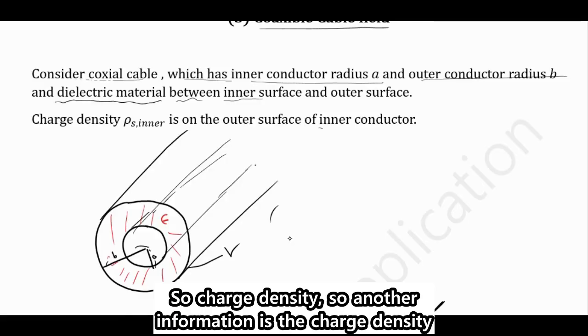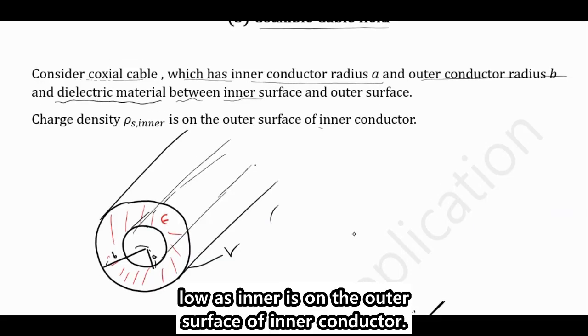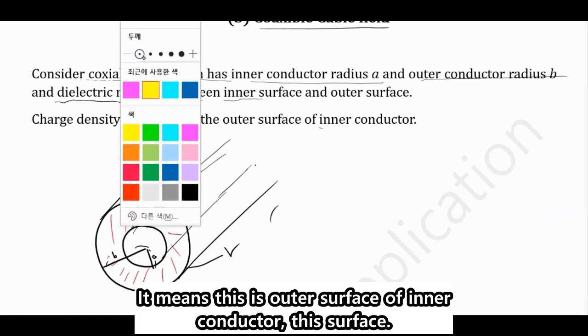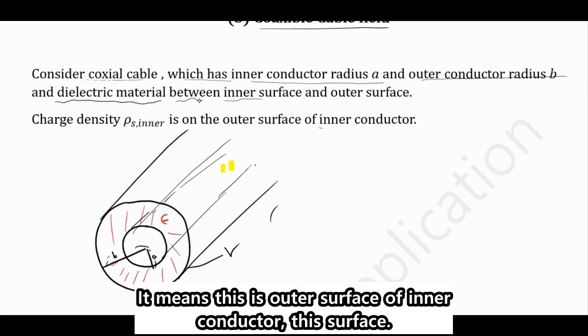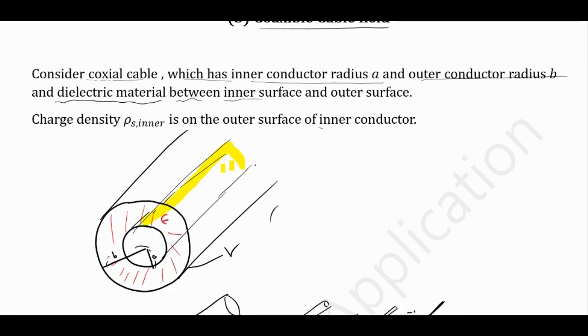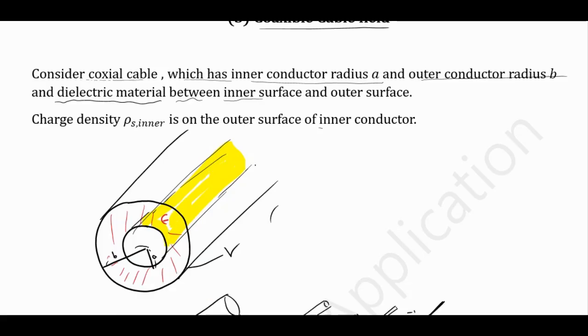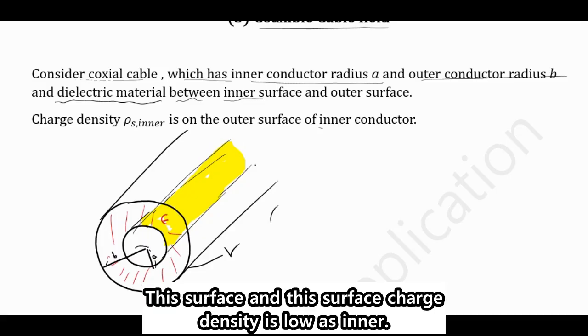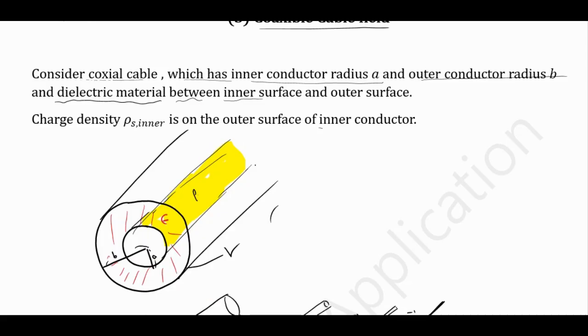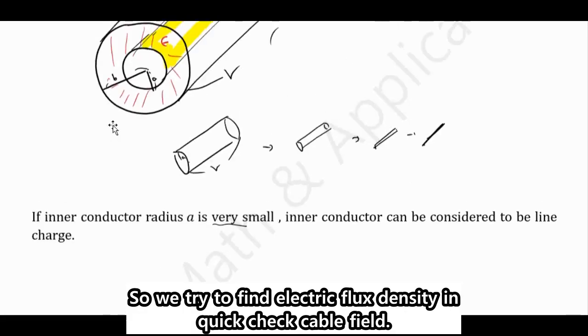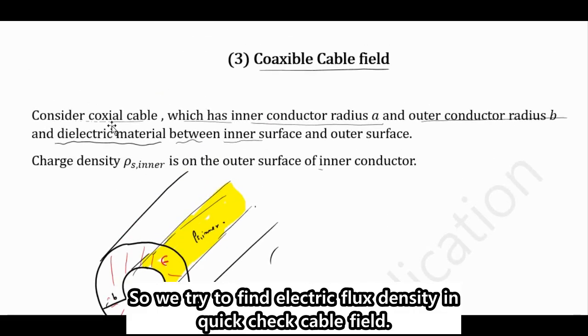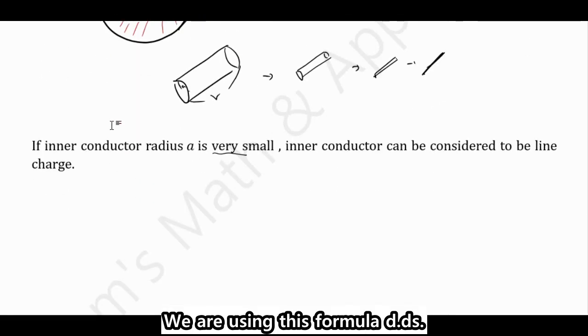Another piece of information is the charge density rho_S inner, which is on the outer surface of the inner conductor. It means this is the outer surface of the inner conductor. This surface charge density is rho_S inner. So we try to find the electric flux density in the coaxial cable field. We are using this formula.